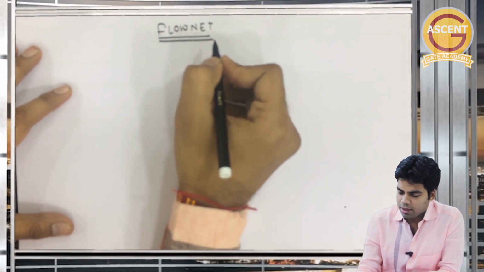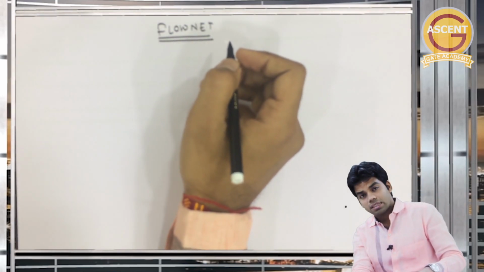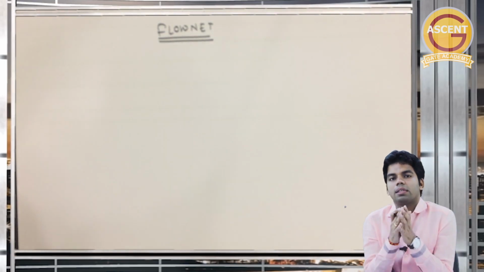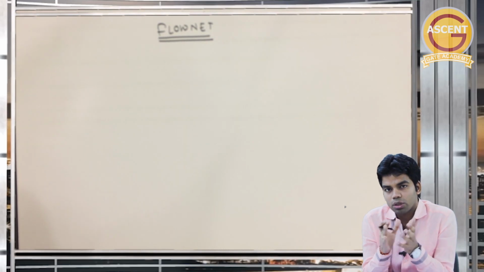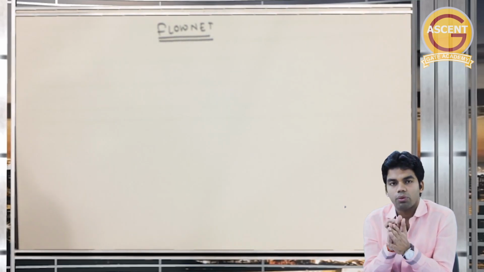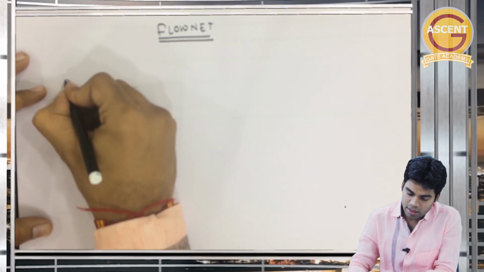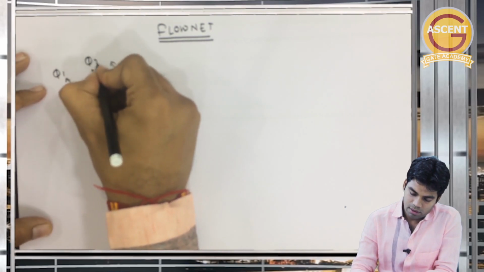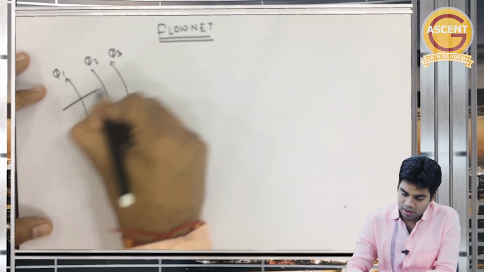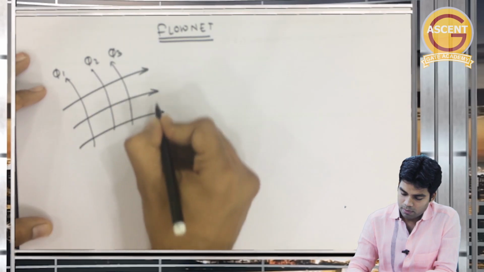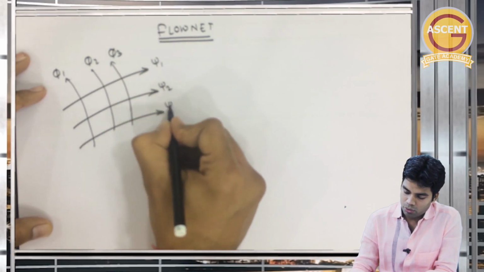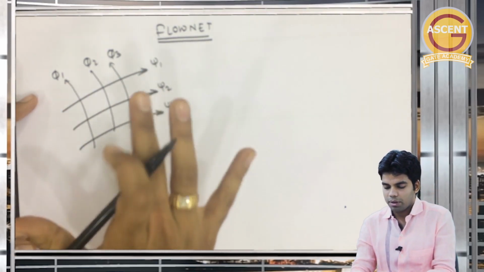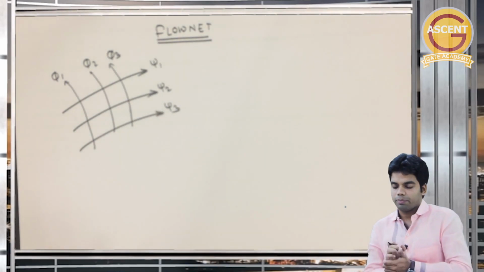Now what is a flow net? We have seen the equipotential lines, we have seen the streamlines, and both are perpendicular, as I told you. So if we see the grid which is formed by the equipotential lines and streamlines, that grid is nothing but the flow net. So the equipotential lines were like this, phi 1, phi 2 and phi 3. And the streamlines were like this, psi 1, psi 2 and psi 3. So the grid formed between the equipotential lines and the streamlines is nothing but the flow net. Getting this?